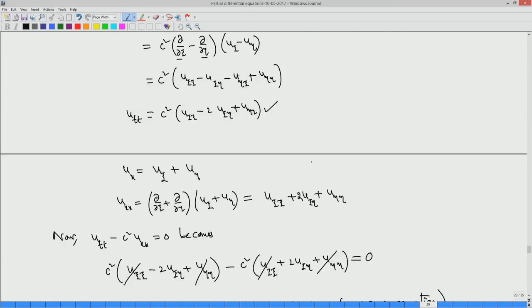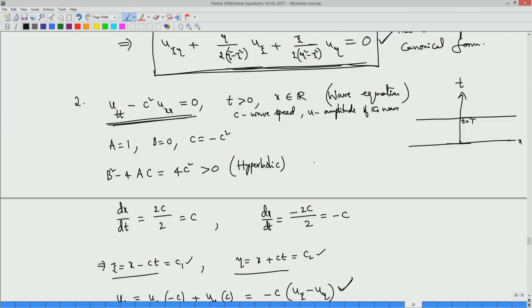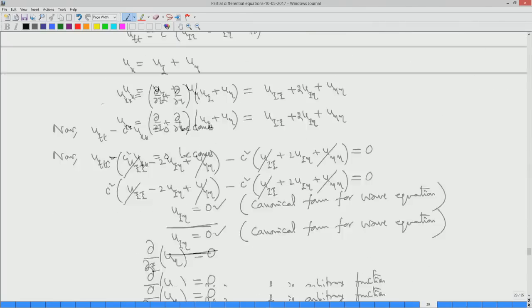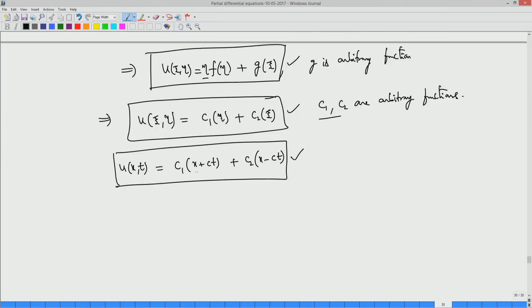In the old variables, your partial differential equation is this one. So this is your wave equation, whose general solution is simply two arbitrary functions: one function takes x plus ct as the argument, the other takes x minus ct. So you can find the general solution of the wave equation once you reduce it into canonical form. With this we will close the video.